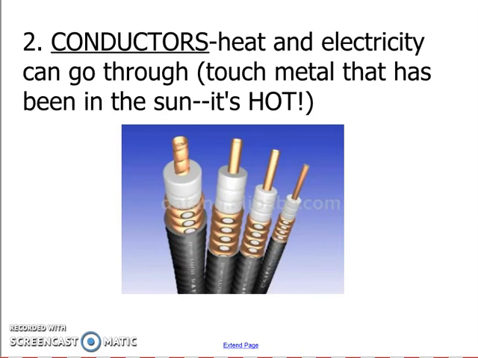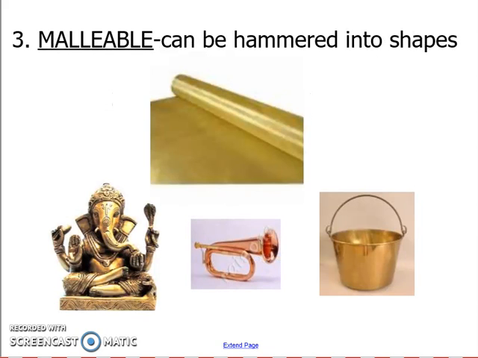Metals are also conductors, so that means that heat and electricity can go through them. If you go to the beach on a summer day and you get back in the car, and you touch the metal part of the seatbelt, it's going to be really hot because it's been collecting that heat all throughout the day.